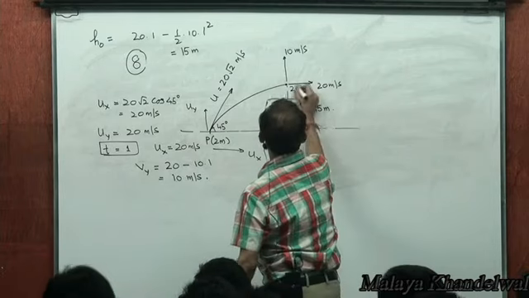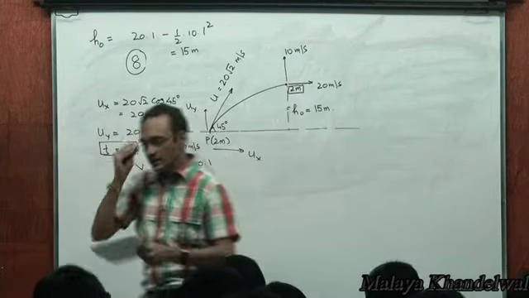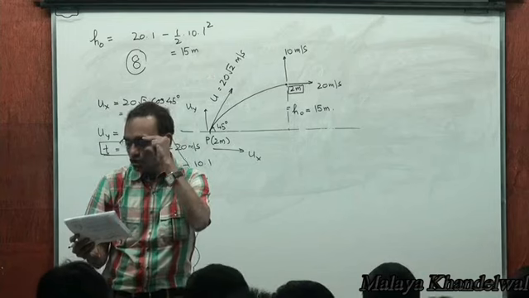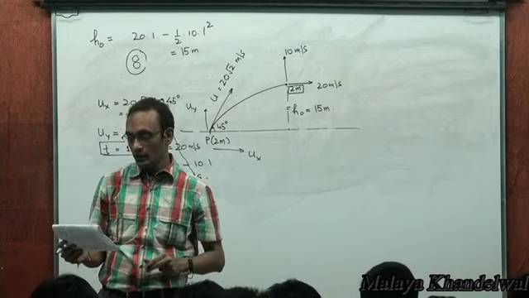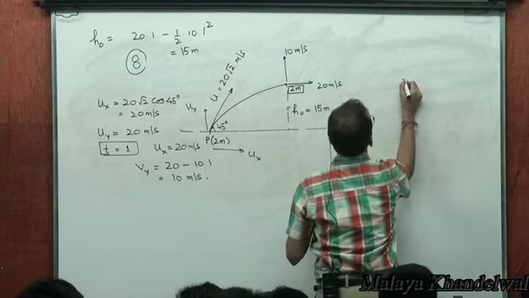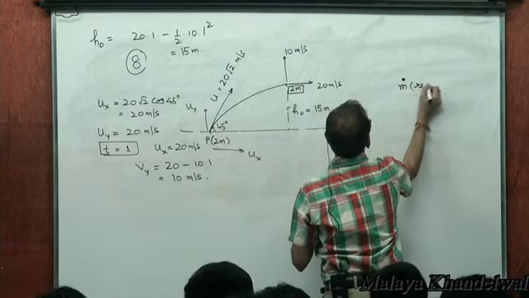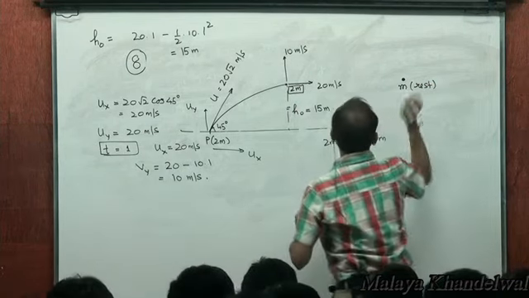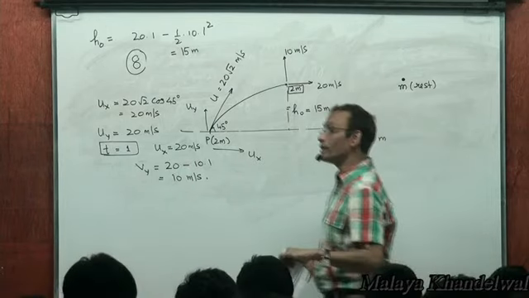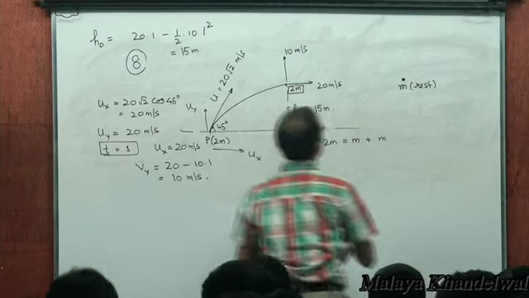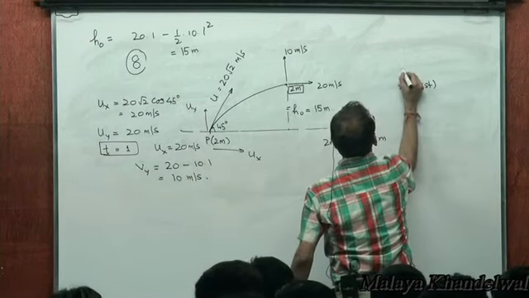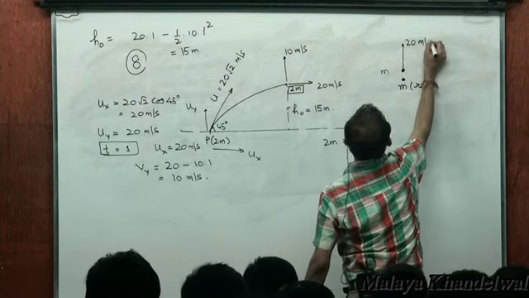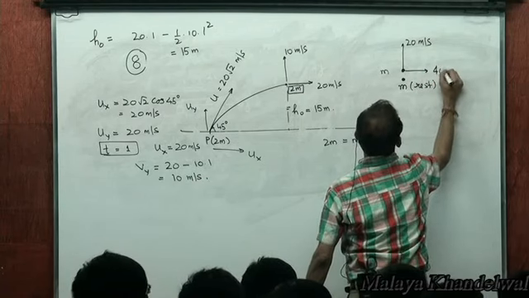Now, at this point, there is an explosion, and this results in two equal pieces, each of mass small m. The 2m breaks up into m and m. One particle comes to rest. The other m, I claim, will have a velocity of 20 meters per second like this and 40 meters per second like this. Realize that?